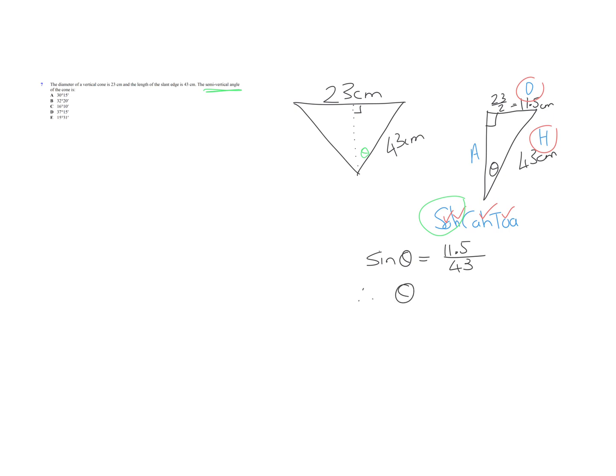Backtrack the sine, so you write sine inverse of 11.5 over 43. You type that into your calculator. Now remember, we want degrees and minutes. So if you have a TI-84 Plus CE, to turn your final answer into degrees and minutes and seconds, you'll go second, angle, and you'll choose option number 4, DMS.